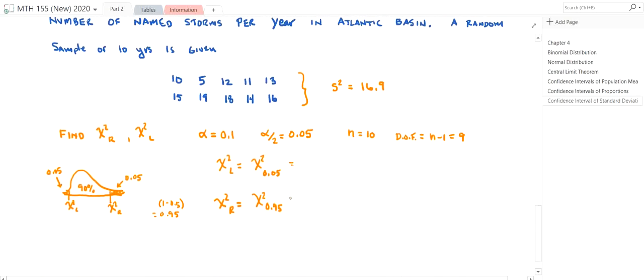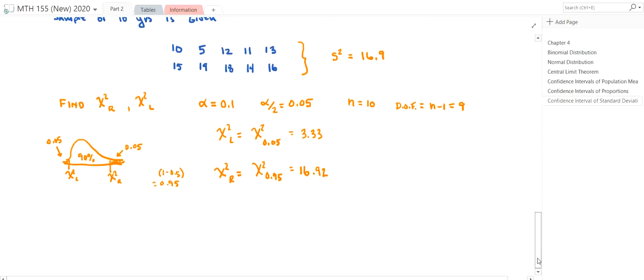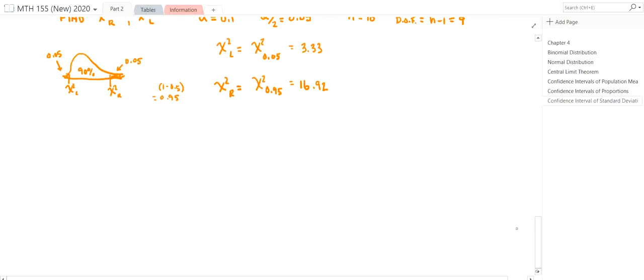So let's write these down. 3.33, 16.92. Now just a note here, you might be using an app to calculate these, so you might have more decimal places. So keep that in mind. Your answer might vary slightly from the answers in your homework problems if you're using an app, or depending on the table you're using, depending on how the homework problems were calculated.